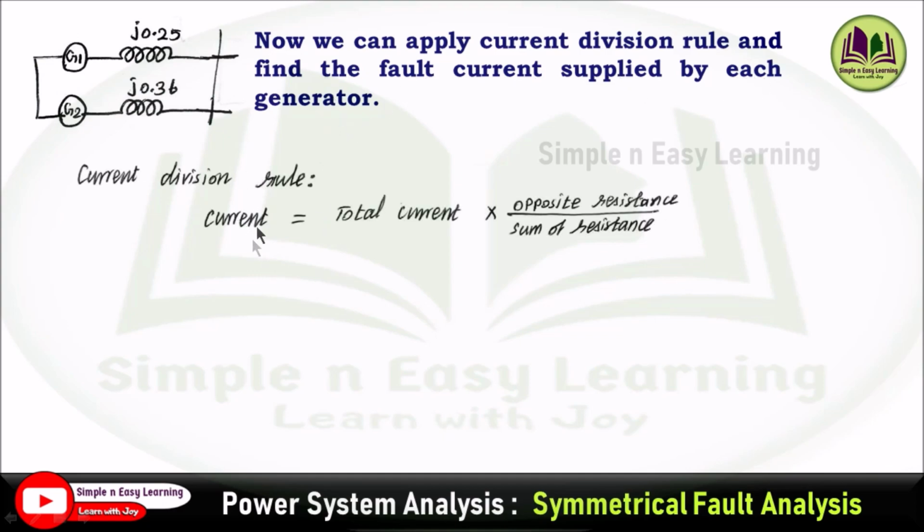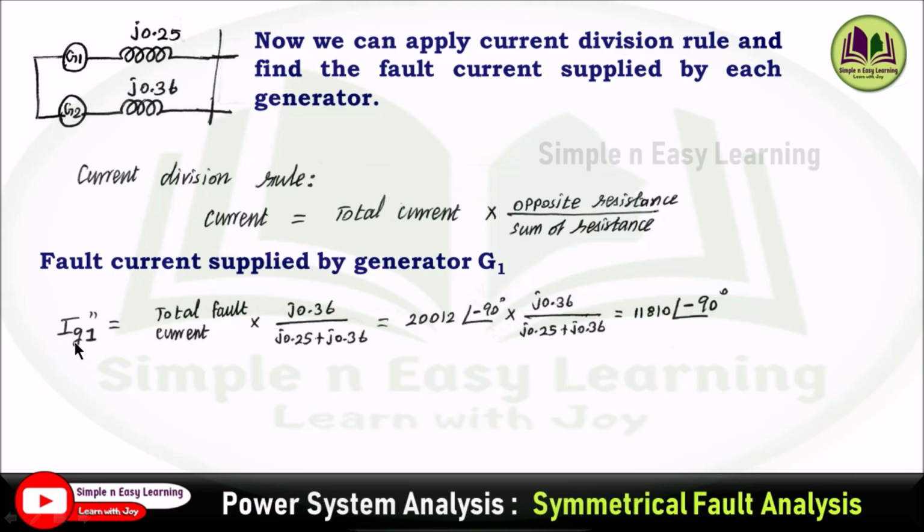Okay, so current division rule is current will be equal to total current into opposite resistance divided by sum of resistance. So here we will be having a reactance. So the total fault current into opposite reactance divided by sum of reactance. Okay, so for generator 1 we can find the fault current supplied by generator 1. So Ig1, it is a subtransient current, so Ig1 double dash equal to total fault current into opposite reactance. So we are concentrating on generator 1. If you are going to find the fault current at generator 1, then generator 2 is your opposite reactance. So total fault current into opposite reactance, 0.36, divided by sum of reactance. So you will be getting 11,810 angle minus 90.